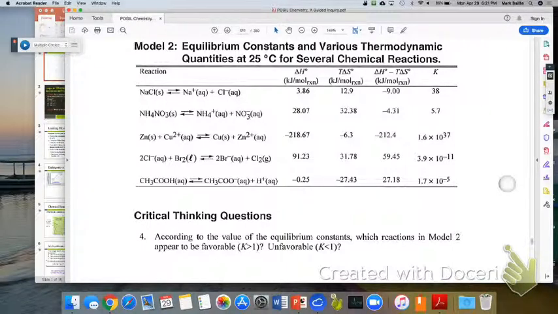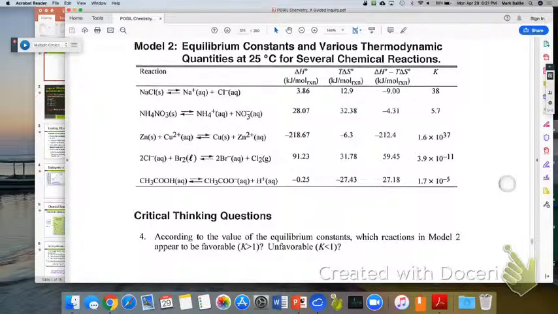All right, so let's go ahead and get through page 2. According to the values of the equilibrium constant, which ones appear to be products favored? What are we looking for there for products favored? Lindsay? Higher than what? Great.